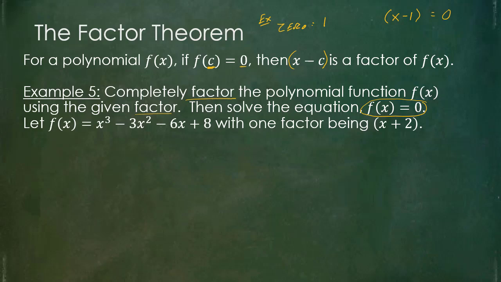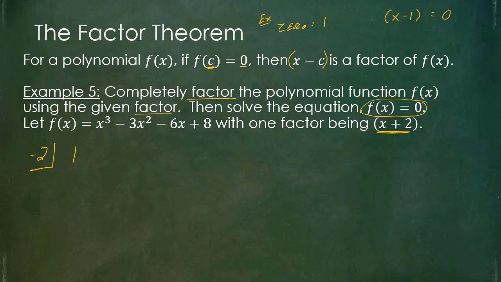So this is telling us that x plus 2 is one of the factors, which then means one of the zeros has to be negative 2. And so that'll be the number I'll actually try. So negative 2 is going to go in that box.